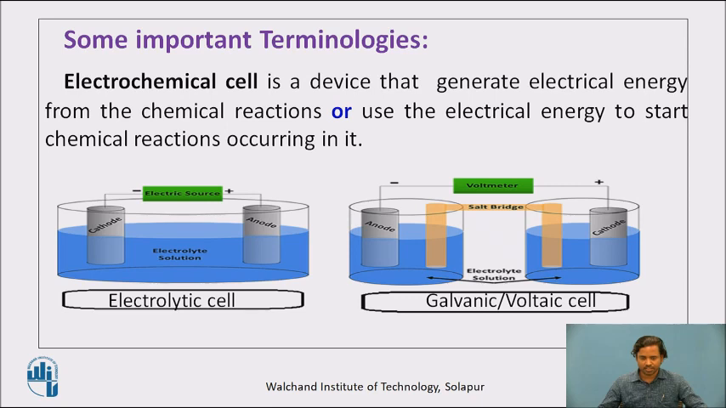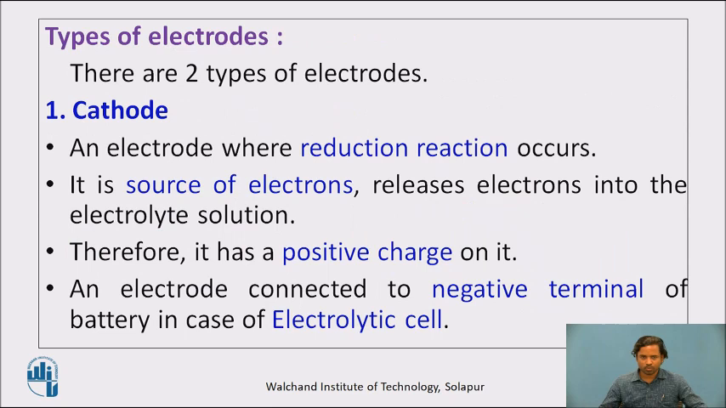In an electrolytic cell, external energy or an external power supply is connected to the cell, and this is responsible for a non-spontaneous reaction to occur. In a galvanic cell, there is a spontaneous electrochemical reaction where electrical energy is produced from some chemical reaction. So among the important terms, first we need to know what we mean by cathode and anode.